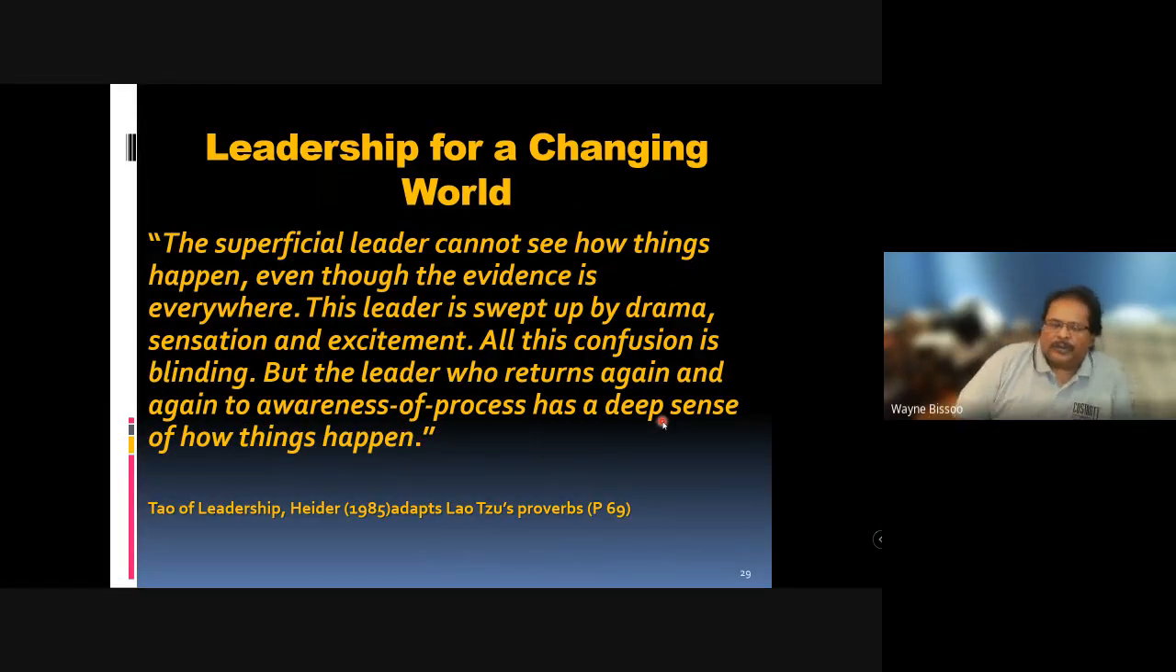All right, so I like this statement. It actually comes from the text as well. The superficial leader cannot see how things happen, even though the evidence is everywhere. The leader is swept up by drama, sensation, excitement, and all his confusion is blinding. But the leader who returns again and again to awareness of process has a deep sense of how things happen.